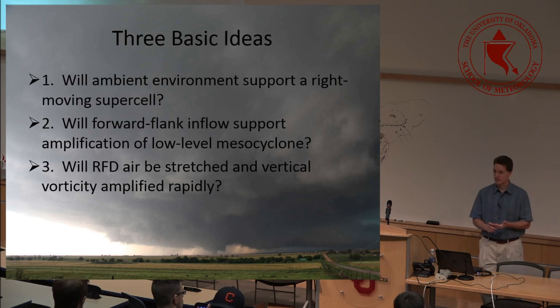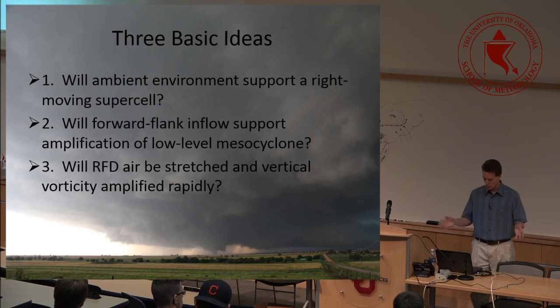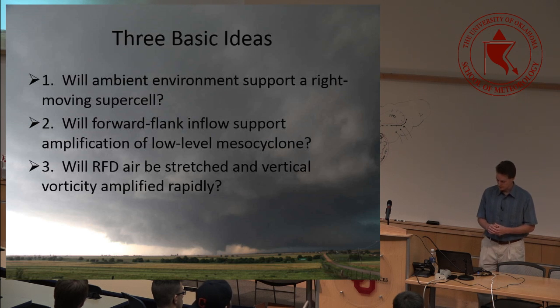Does the forward flank inflow region favor amplification of the low-level mesocyclone and bringing the pressure perturbation closer to the ground? And do you get the right kind of rear flank downdraft so that you can generate a lot of vertical vorticity and amplify it in that low-level updraft? So it helps to have all of these processes acting in tandem. So again, that sort of sums up the whole supercell tornadogenesis thing.